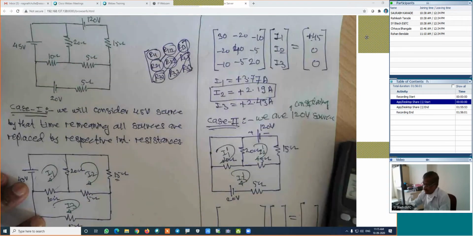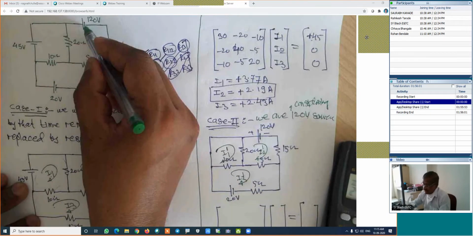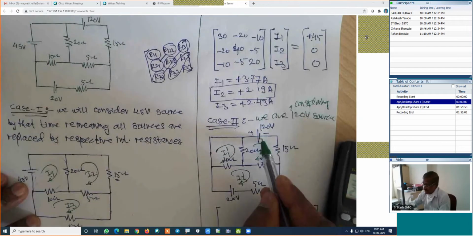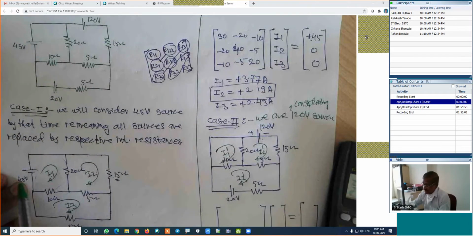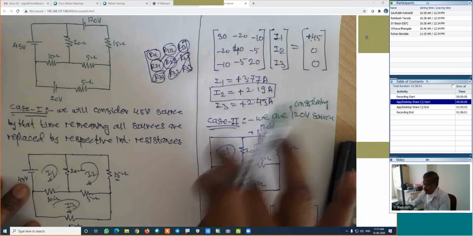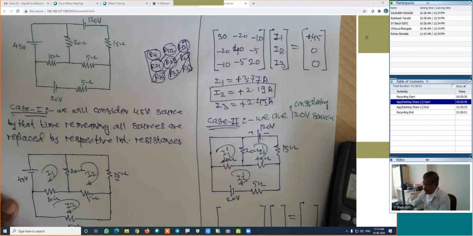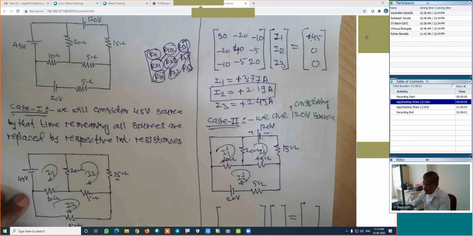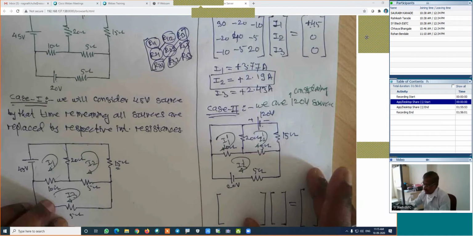Figure is almost the same. Only this source is considered here, which is this, and this source is replaced by this. What about the resistances? These are the same. If the resistances are the same, this matrix will be the same.